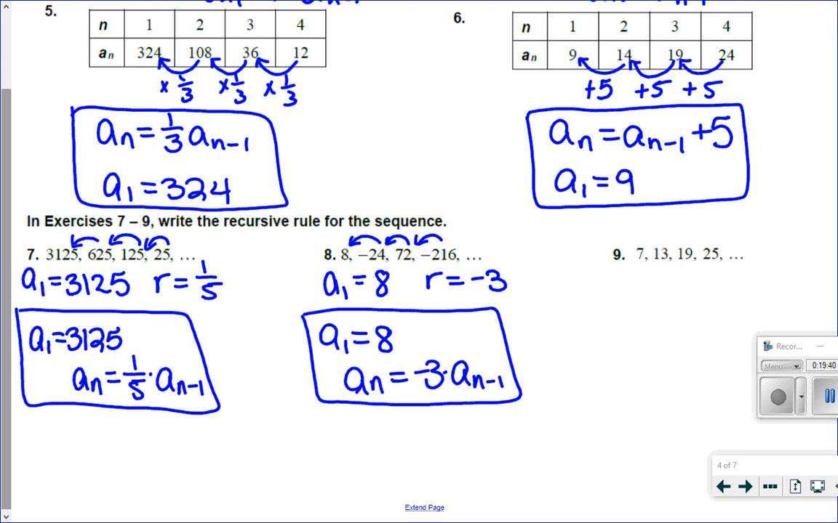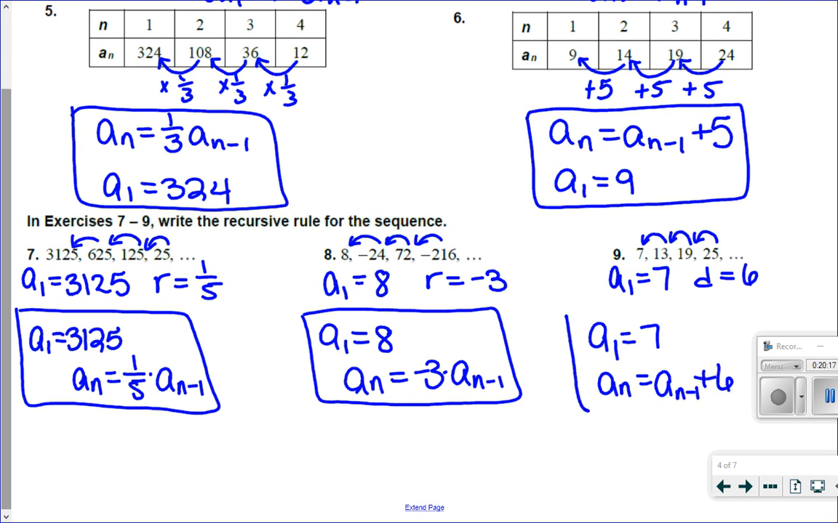Let's try this last one, number 9. If I try ratios here, I don't think they're going to work. But when I look for a difference and I subtract new by previous, new by previous, new by previous, I realize there's a common difference here of 6. And the first term was 7. As long as I know I started at 7 and that this is adding 6 every time, I'm just going to describe that with my recursive. I say, hey, we started at 7, and every new term in this sequence is just the term right before it plus 6. That's our answer.